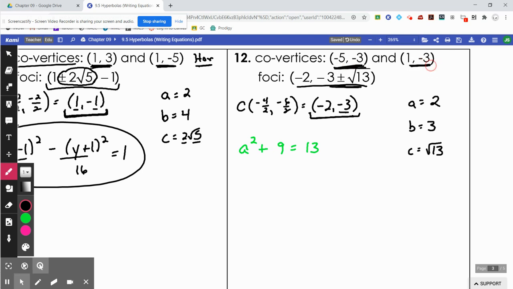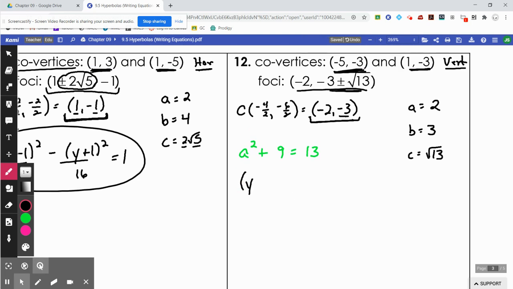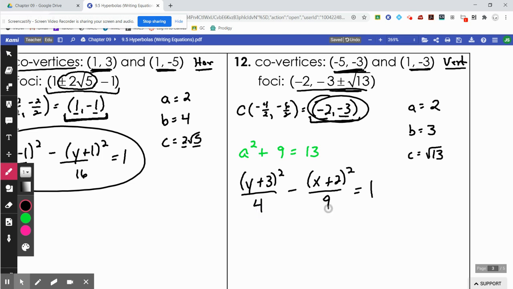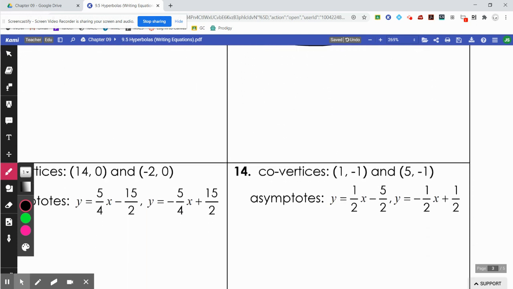Our co-vertices, (-5, -3) and (1, -3), are horizontal. So therefore, our vertices will be vertical from each other. So therefore, this is a vertical hyperbola. So we're going to list our y stuff first. y, and our center is going to be here. So the plus 3 will move it to the -3 where we need it. The x plus 2 would move it to the -2, which we need. We square the A, put it under the first term, square the B, put it on the second term. There is your hyperbola.